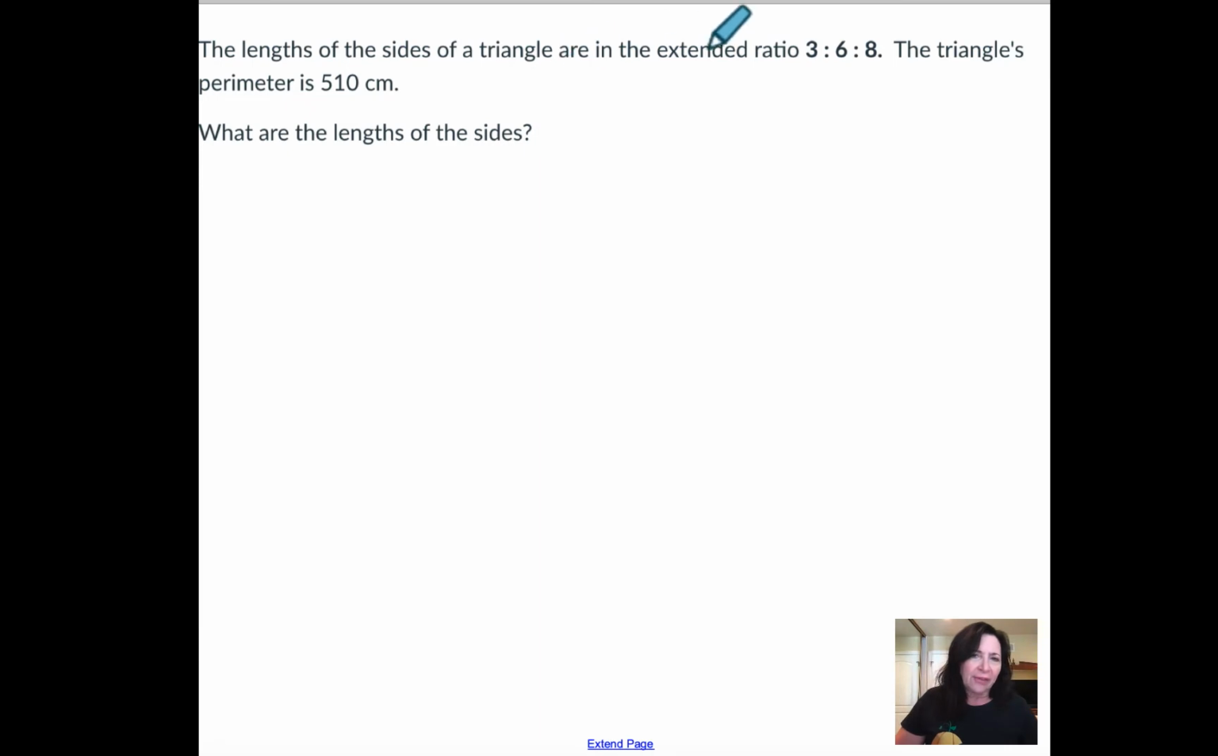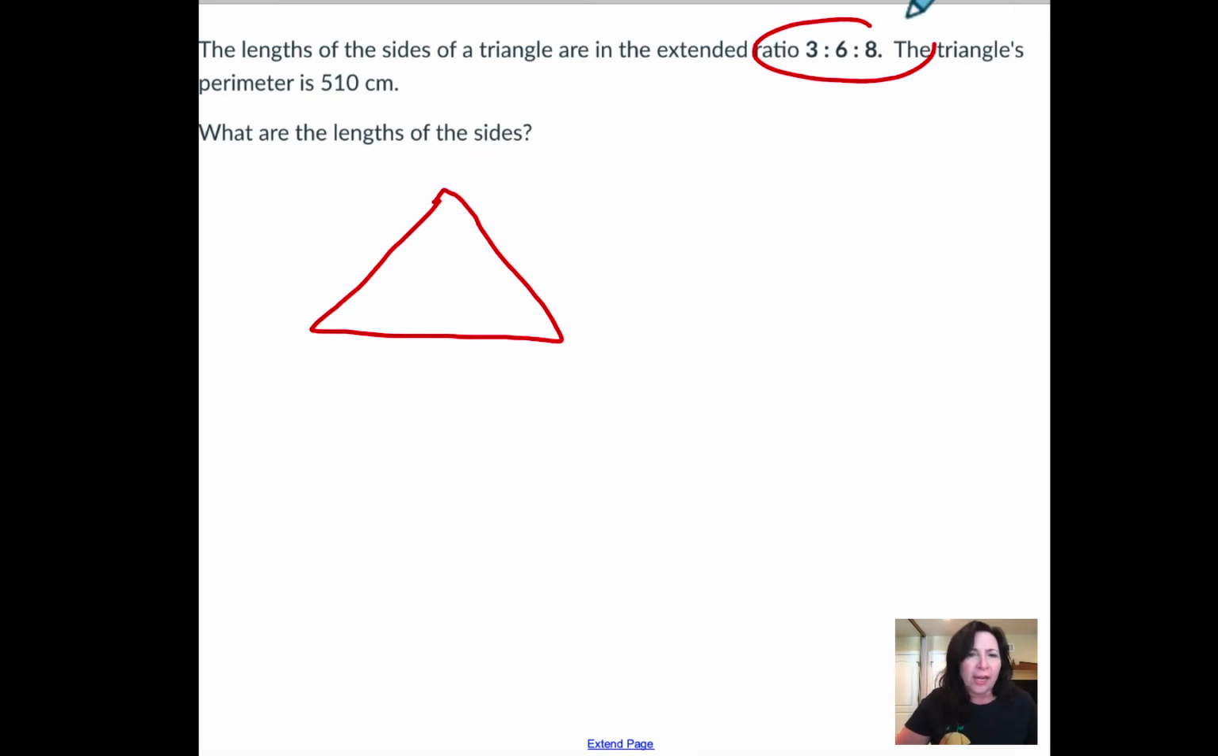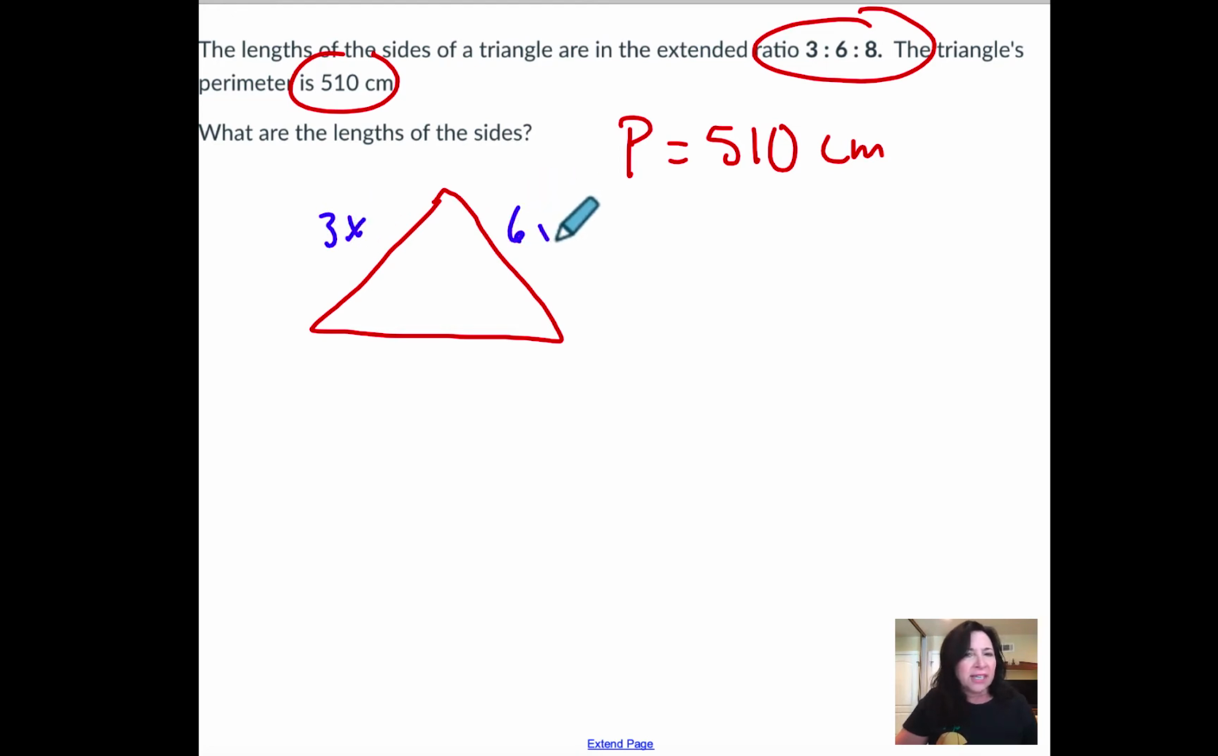The lengths of the sides of the triangle are in the extended ratio of 3 to 6 to 8. So we're just going to draw a triangle. And remember, when they're talking about ratios, this is another one of these problems where here's the perimeter. So we know that the perimeter equals 510 centimeters. And the sides are in a ratio of 3 to something, 6 to something, 8 to something. So we're going to label those 3 of something, 6 of something, and 8 of something. Sometimes they'll give you angle measurements, and then you just plug these values in. It's still 3x, 6x, and 8x, etc.